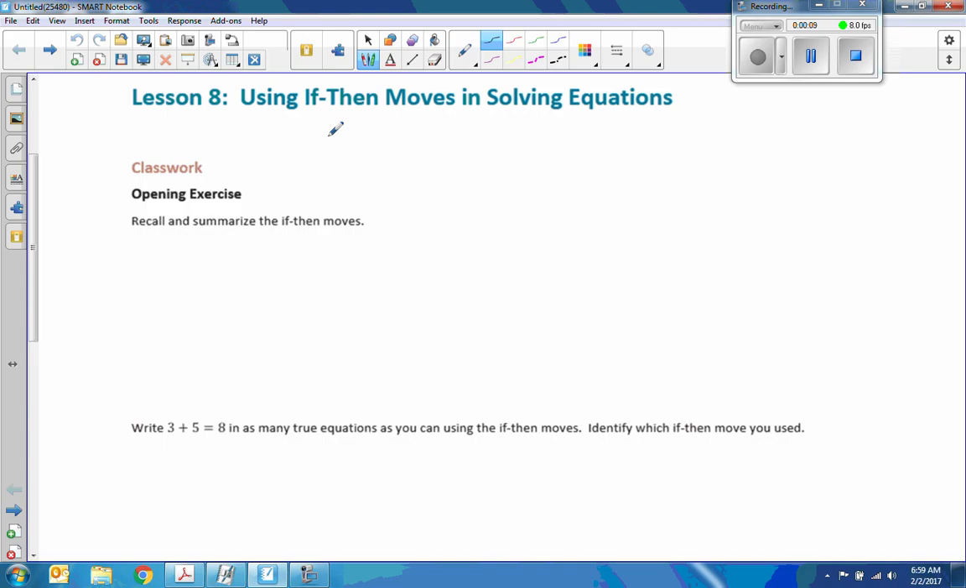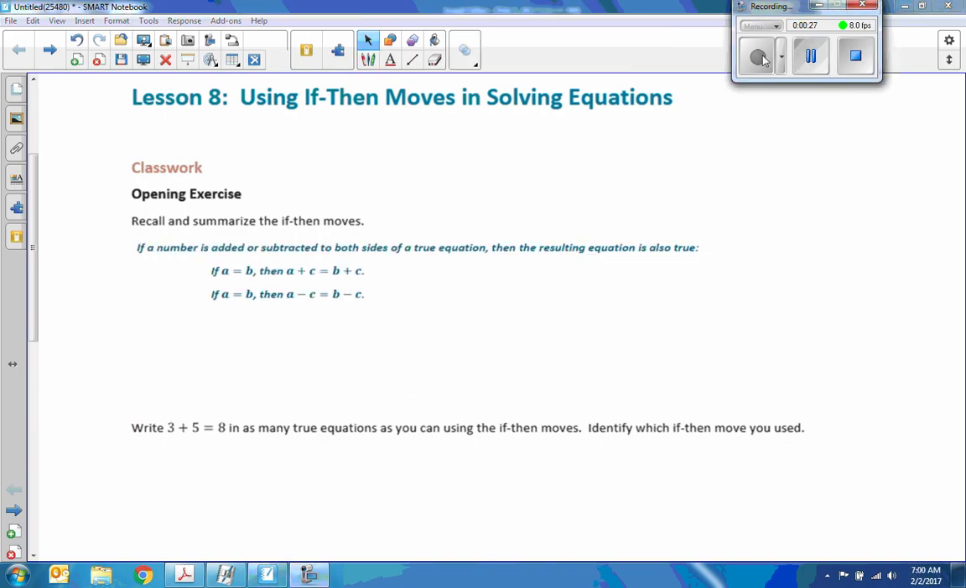Okay, this is Lesson 8, using if-then moves in solving equations. Alright, so first thing we're going to look at is what is an if-then move. So we're going to recall them and then we're going to summarize them. So let me bring those in. Okay, so here's the first one.